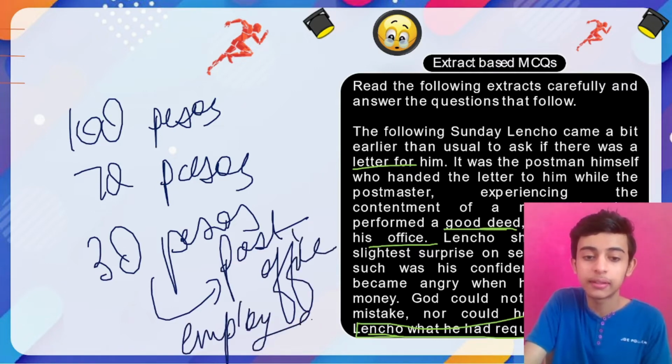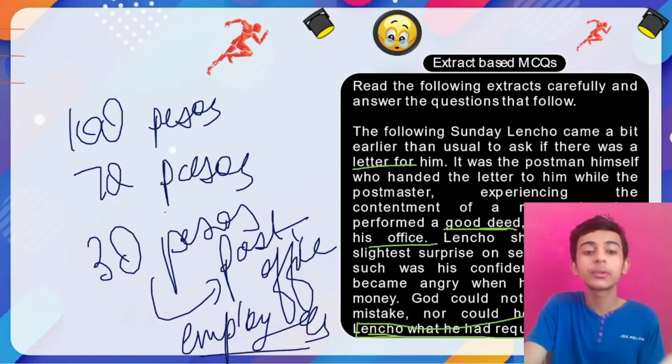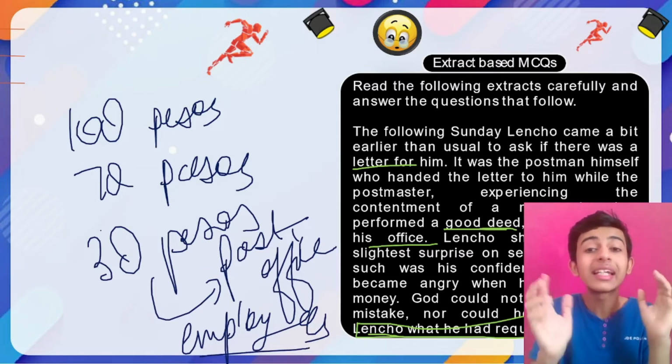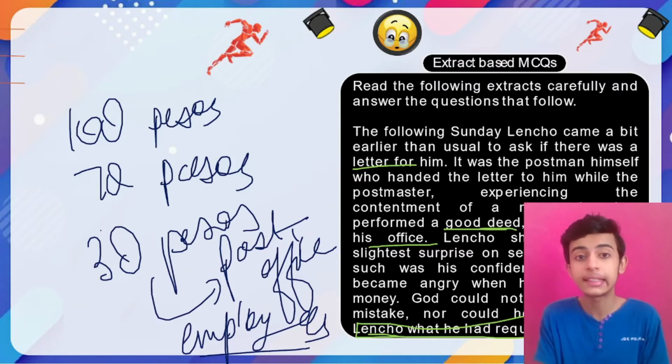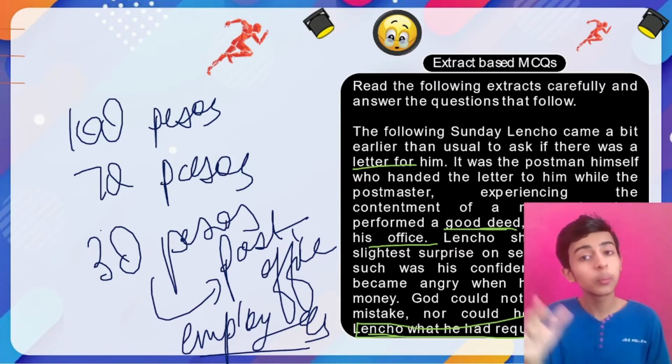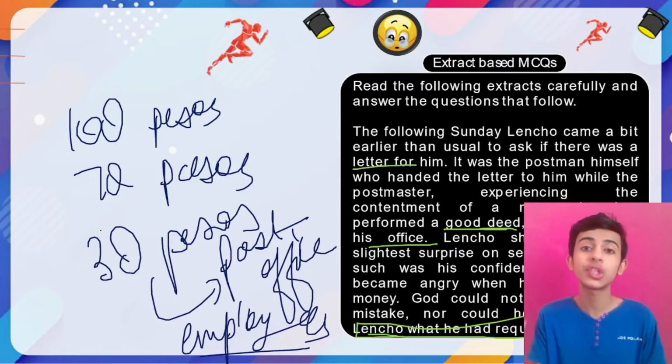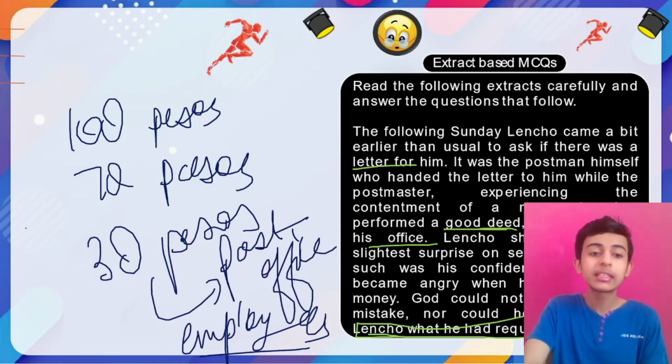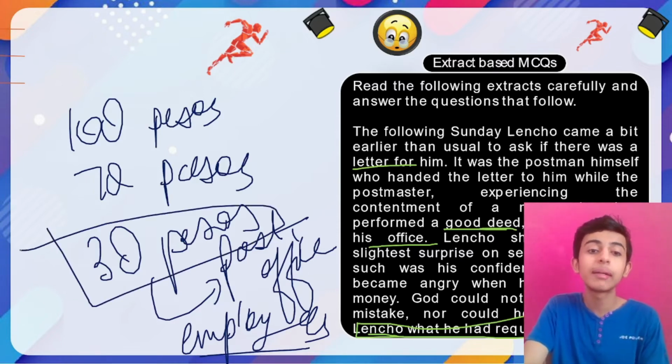Okay, this was his belief, that 30 pesos had been stolen by them because God could not make a mistake. Look at his faith, but no faith in humanity, because God would give me the full money which I had demanded. It means the post office employees have stolen the money.